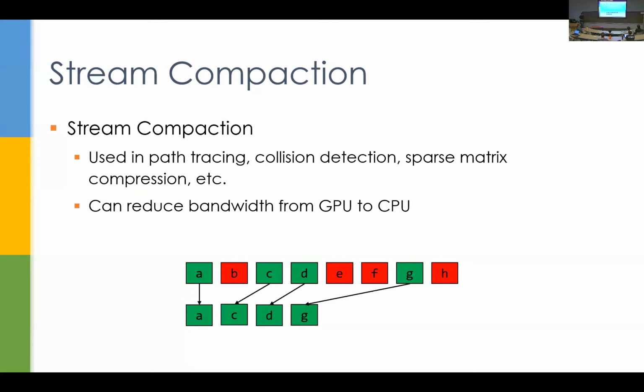So path tracing, for example, if your rays go out of the scene or are invalid, you remove them. Collision detection, if they don't detect a collision, remove them. Sparse matrix compression is another one. You don't want to use the zeros, so you want to remove them. Essentially, it reduces how much work you have to do between the CPU and the GPU. So let's see how to do stream compaction.